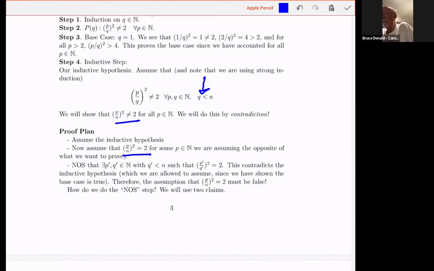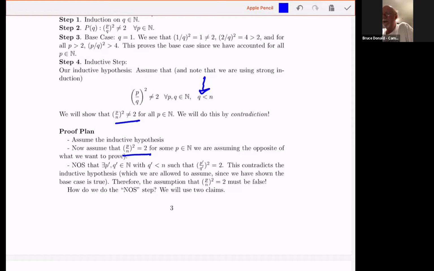p over n is the square root of 2, one way to get a contradiction is to show that there's some other rational number with the denominator smaller than n, such that it is the square root of 2. And that's forbidden because we assume that for all other rational numbers with the denominator less than n, that couldn't happen. So it would directly contradict the induction hypothesis.